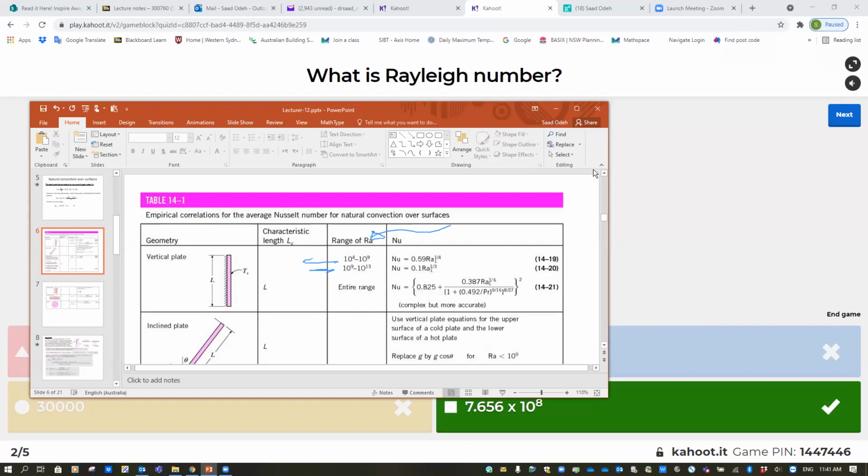Times 10 to the power of 8. Sorry, 6. What was the Rayleigh number from the previous step? 7.656 times 10 to the power of 8. To the power 8, right? Yeah. So if I want to choose, it will be in this range, right? Because 10 to the power 8 is 10 to the power 9. Correct? Are you following me? Yeah. So if it's in this range, then we can use this formula for Nusselt number.